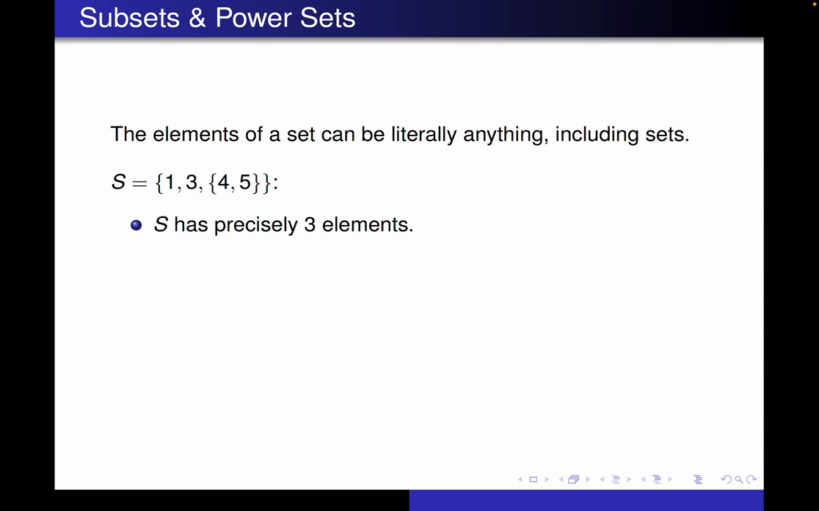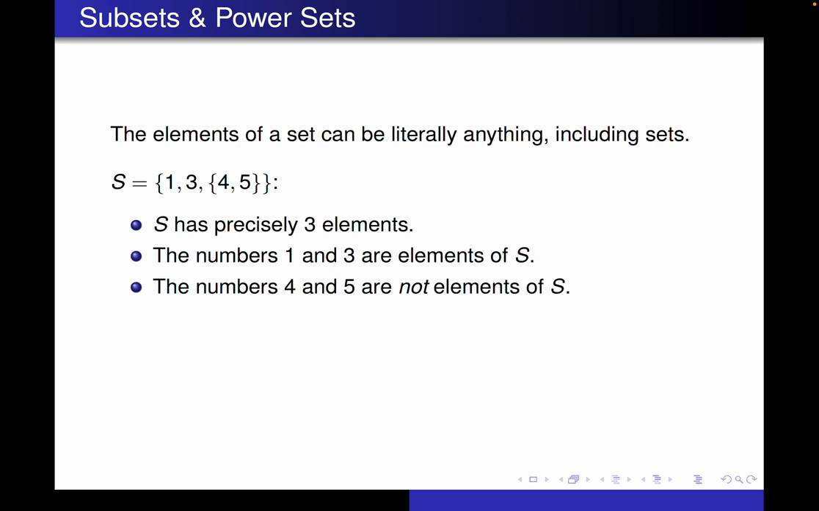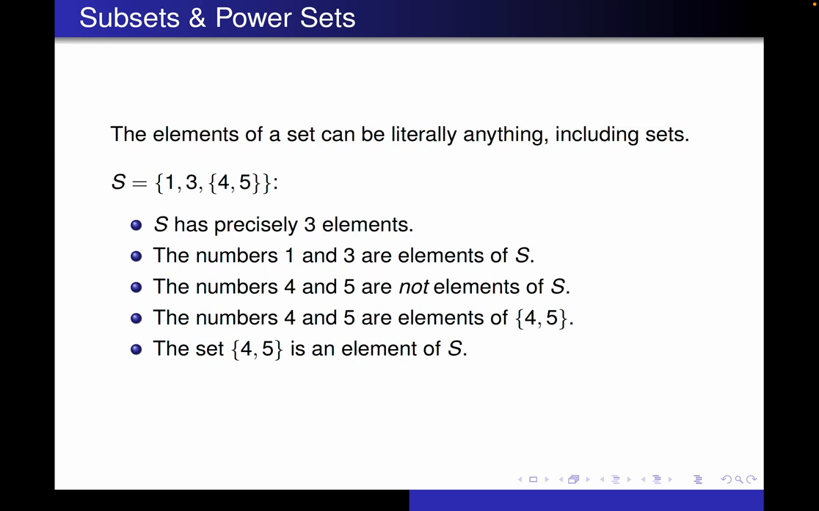All right, so as I mentioned, S has precisely 3 elements. It has the numbers 1 and 3. Those are 2 of the elements of S. The numbers 4 or 5, those are not elements of S. They are elements of the set containing 4 or 5. And the set containing 4 or 5 itself is an element of S. So S, as one of its elements, contains the set containing 4 or 5.